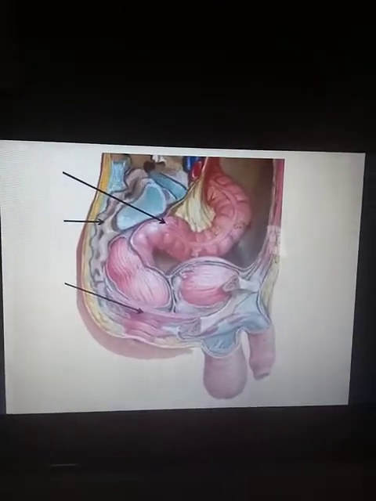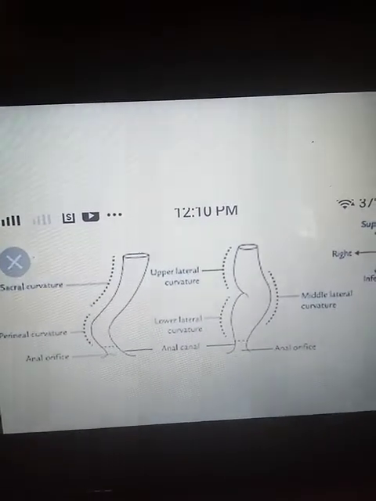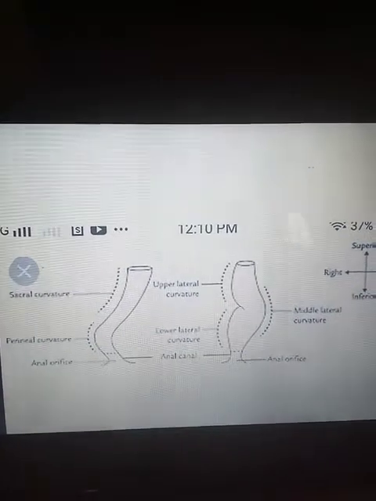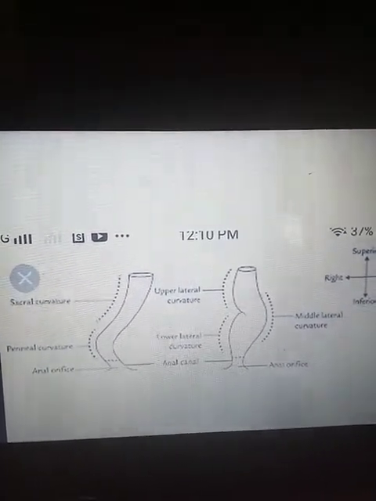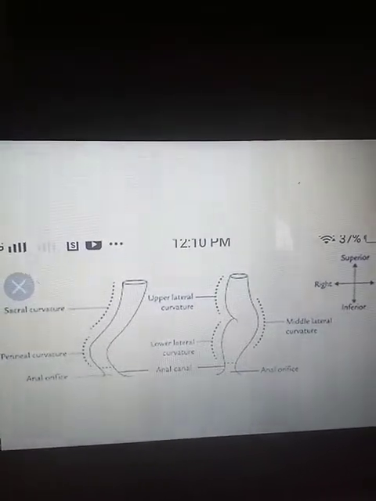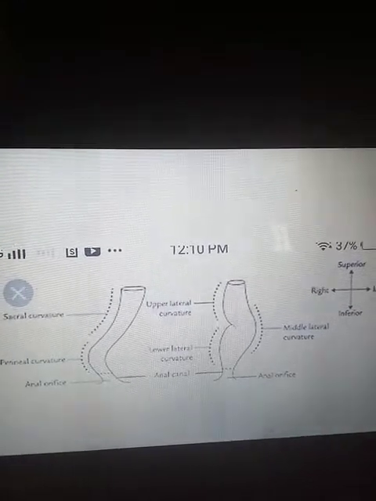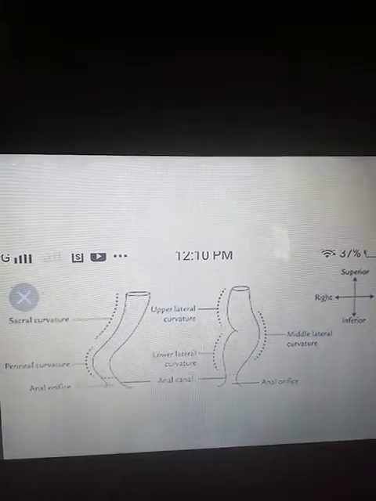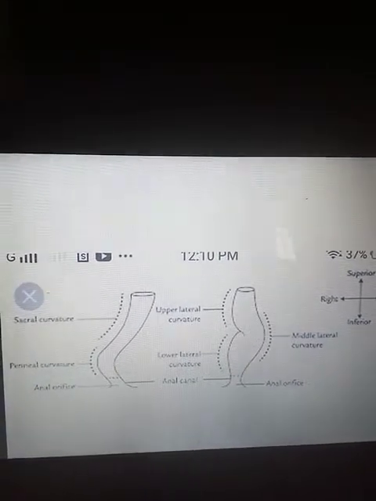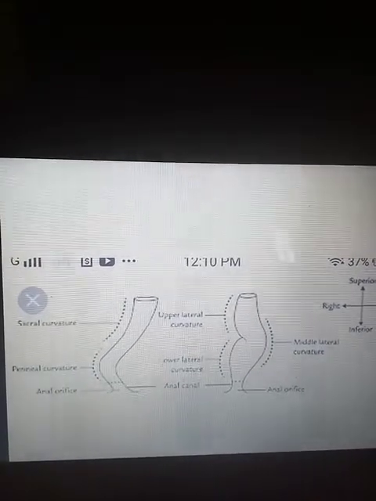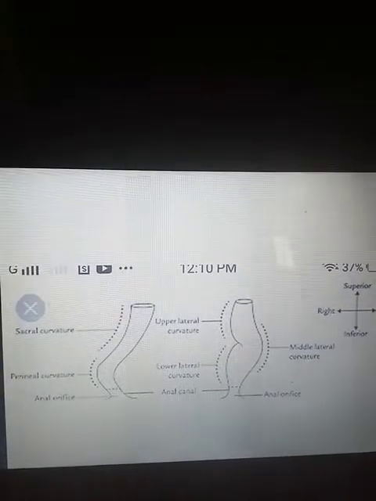After that, come to your next slide. Talking about the course and direction of the rectum, it is not at all having a straight course. I just want to tell you how the rectum is different from the rest of the large intestine. The rest of the large intestine has certain features: you have appendices epiploicae, sacculations, and taenia coli. All three are absent in your rectum.